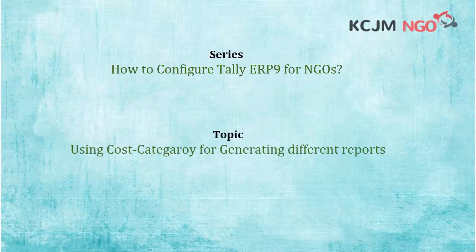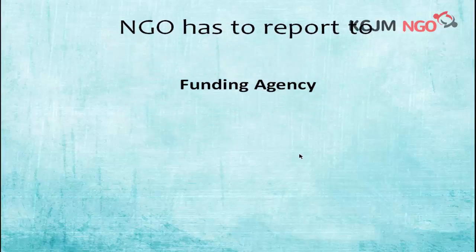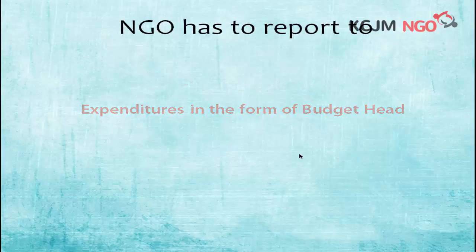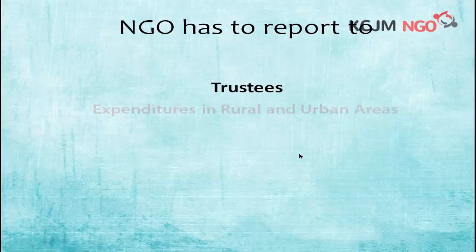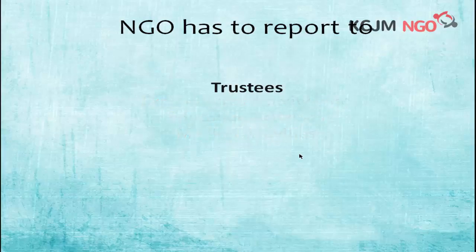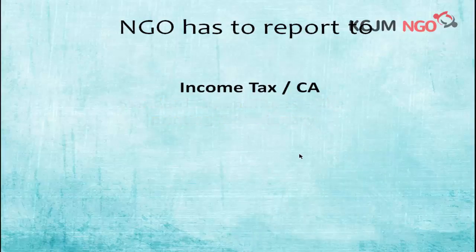Today we learn how to configure Tally ERP9 to generate different kinds of reports. The problem is that an NGO has to report to so many agencies. The funding agency wants expenditure in the form of budget head. Sometimes management or trustees want reports as per areas or as per activities, like education activities or medical activities. The chartered accountant wants expenditure in their standard form, like printing and stationery, telephone expenditure, etc.